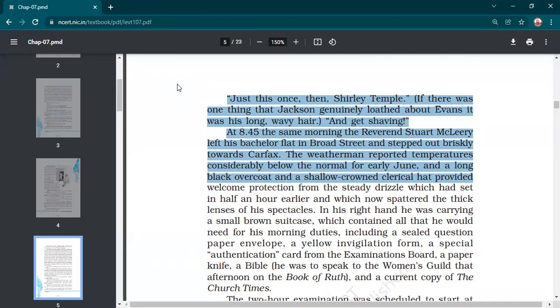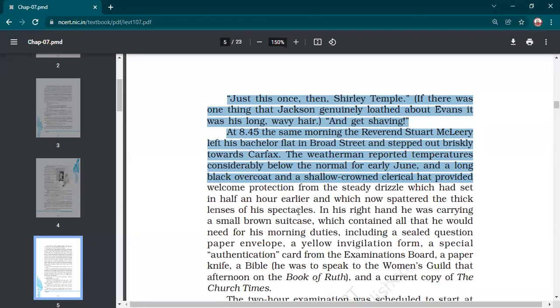At 8:45 the same morning, the Reverend Stuart McLeary left his bachelor flat in Broad Street, and stepped down briskly towards Carfax. The weatherman reported temperatures considerably below the normal for early June, and a long black overcoat and a shallow-crowned clerical hat provided welcome protection from the steady drizzle which had set in half an hour earlier and which now spattered the thick lenses of his spectacles.